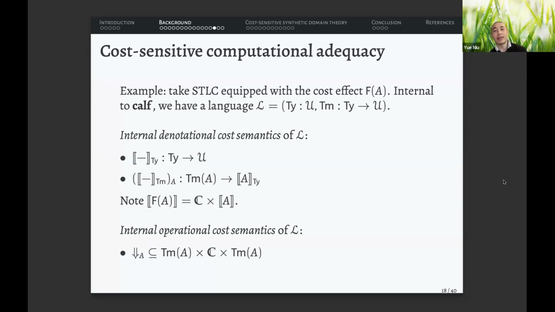The internal denotational cost semantics, was there a question?